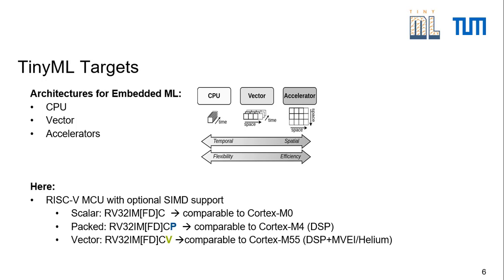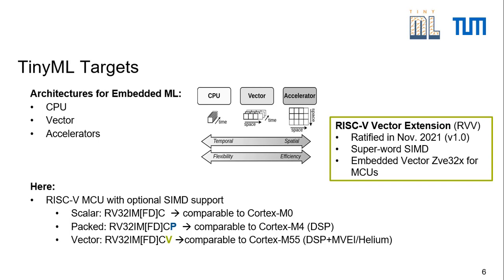Since this talk will be focusing on SIMD on RISC-V, we have three targets we want to compare later. The baseline is a 32-bit RISC-V core with support for integer, multiply, and compressed instructions. Then we have the RISC-V vector extension, which has been ratified about 1.5 years ago. This one is operating in a length-agnostic fashion and performing superword SIMD instructions. Because that might be very resource or implementation heavy, there's a subset of the vector extension called Zve32x, which minimizes the set of vector instructions to a minimum to be also able to use the vector extension on constrained embedded devices.